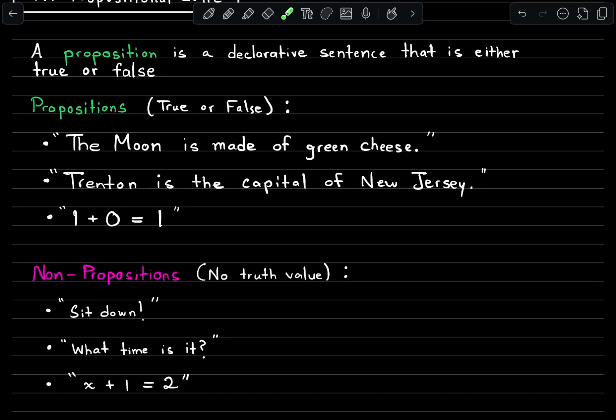So first of all, sit down. This is a command that doesn't have a truth value. It's not true or false. What time is it? This is asking a question. It's not making a claim, so it can't be a true or false question.